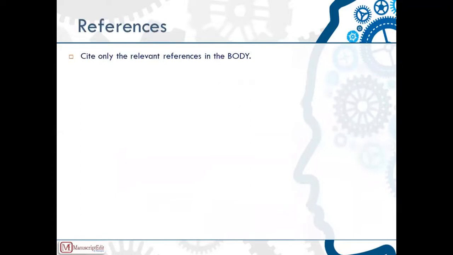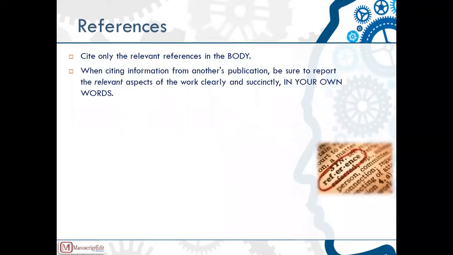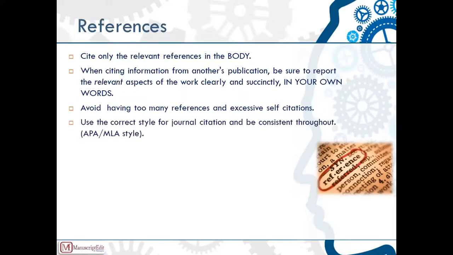Now, coming to references, cite only the relevant references in the body. When citing information from another's publication, be sure to report the relevant aspects of the work clearly and succinctly in your own words. Avoid having too many references and excessive self-citations. Use the correct style for journal citation and be consistent throughout.